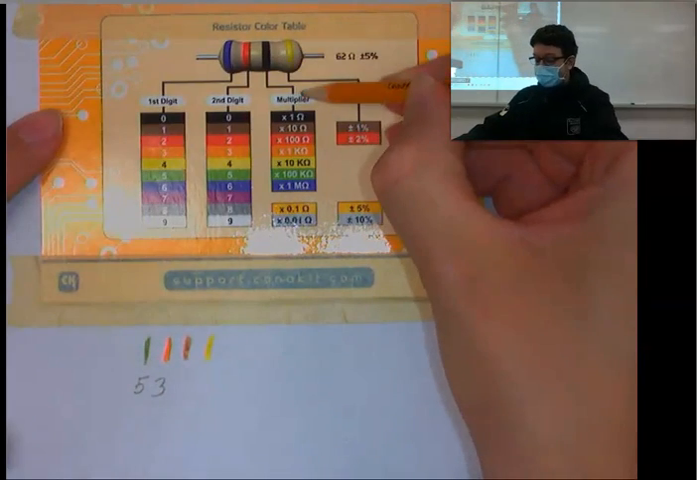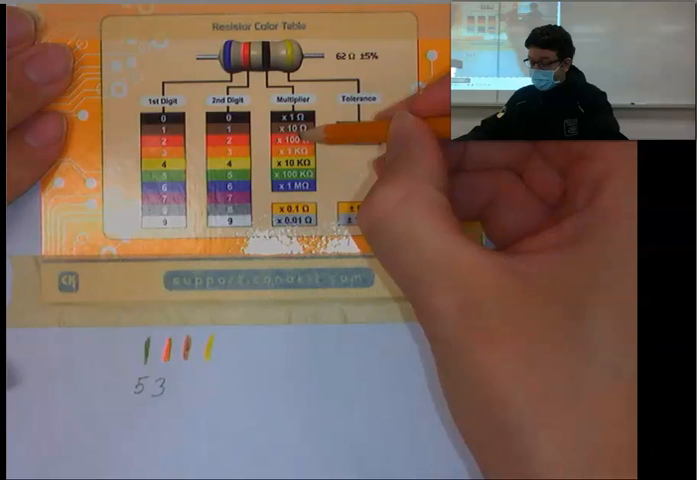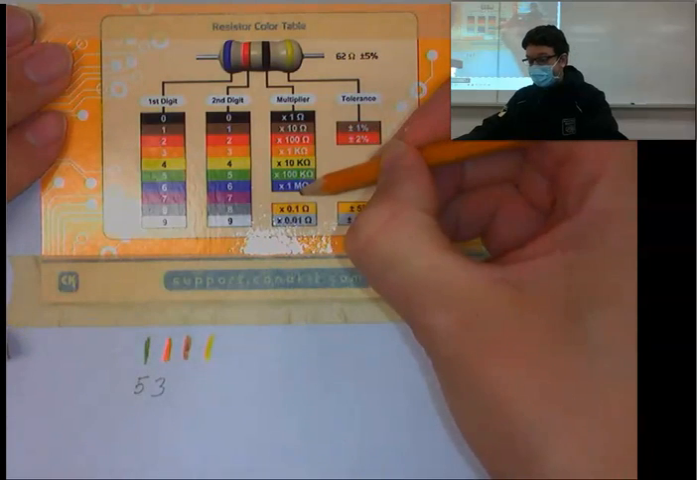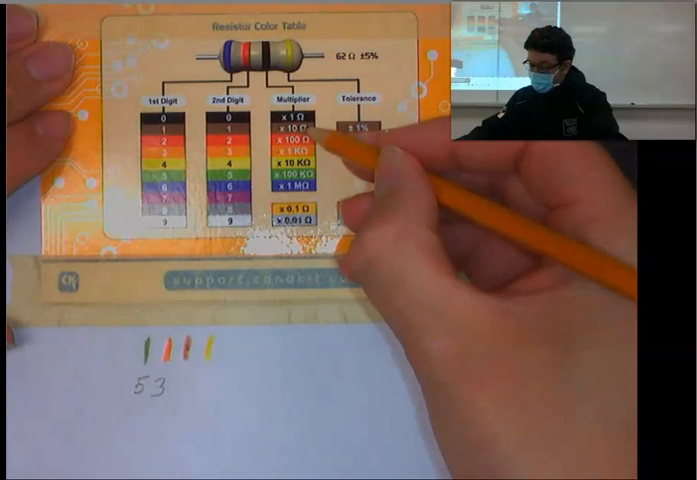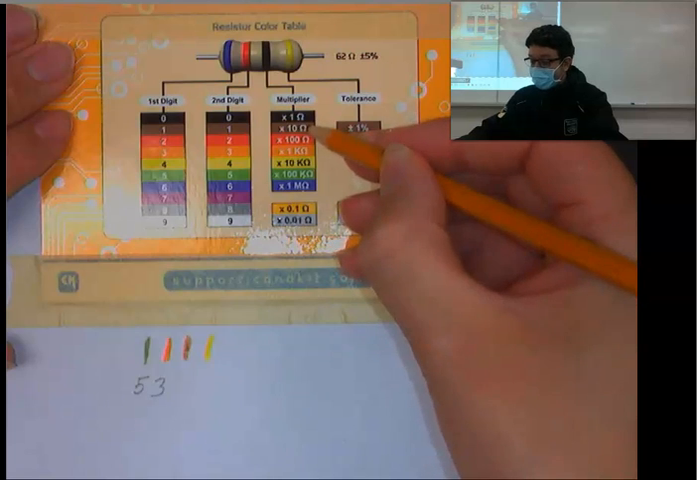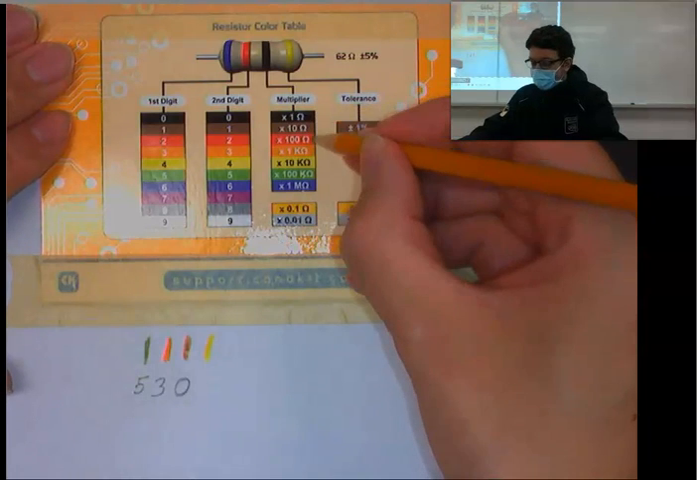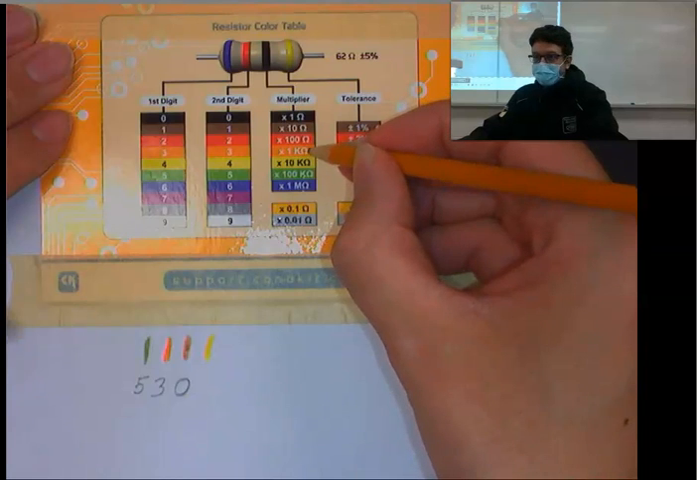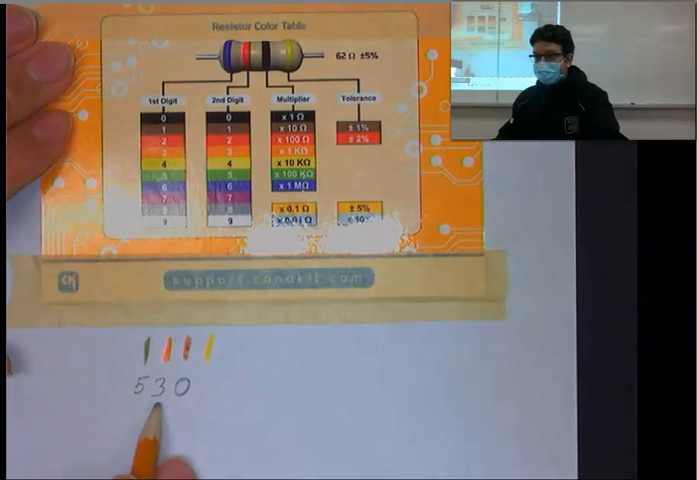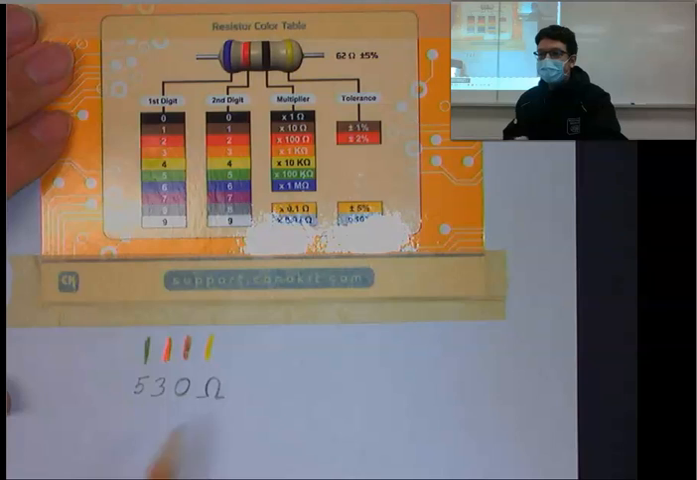Your last band is your multiplier, meaning times 1, times 10, times 100, times 1,000, times 10,000, times 100,000, times a million, and so on. In this case, it is brown. So brown is times 10. If it's times 10, we're just going to add a 0. If it was times 1, we would do nothing to it. If it was times 100, we would add 2 zeros. Times 1,000, you'd add 3 zeros. So it's pretty much saying 53 times 10, and that's 530. And that's how many ohms there are. So this resistor would be 530 ohms.